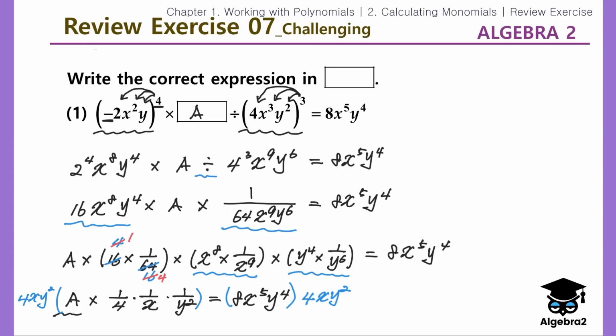Does it make sense? Okay, so this one, 4, 4, x, x, y squared, y squared. They all eliminate. So a is equal to 4 times 8, that's 32, right? x to the 5 times x, that's x to the power of 6. y to the 4 times y squared, that's going to be y to the 4 plus 2, y to the 6. So the expression a is equal to 32x to the 6, y to the 6.